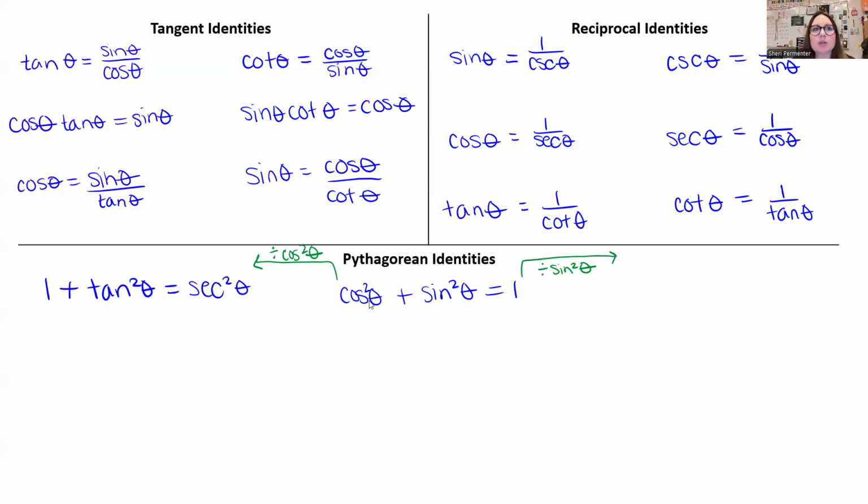Okay, so cosine divided by sine is cotangent, so that is cotangent squared theta. Plus sine divided by sine. What's anything divided by itself? 1 equals, what's 1 over sine? Cosecant.